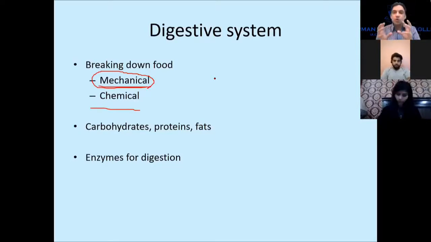If the food is not broken down well within the duct, within the digestive system, it is difficult for the enzymes to break down that food further. And that is why it is always advised to chew the food very well if you have a perfect, normal digestive system. Otherwise, it will be difficult for the digestive system to break down the food perfectly. The first is physical breakdown and then the chemical breakdown with the help of enzymes.